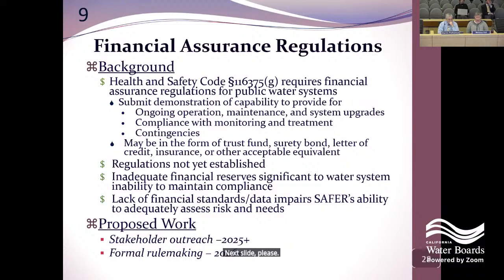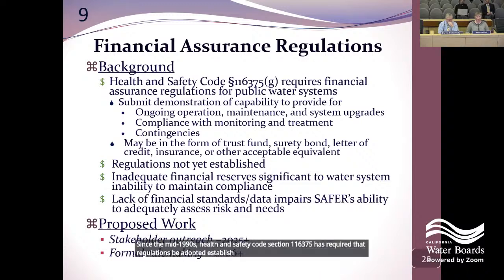Last on the list of this year's proposed regulatory priorities is financial assurance regulations. Since the mid-1990s, Health and Safety Code Section 116375 has required that regulations be adopted establishing minimum acceptable financial assurances that a public water system must submit as a demonstration of its capability to provide for the ongoing operation, maintenance, and upgrading of the system, including compliance with monitoring and treatment compliance and contingencies.